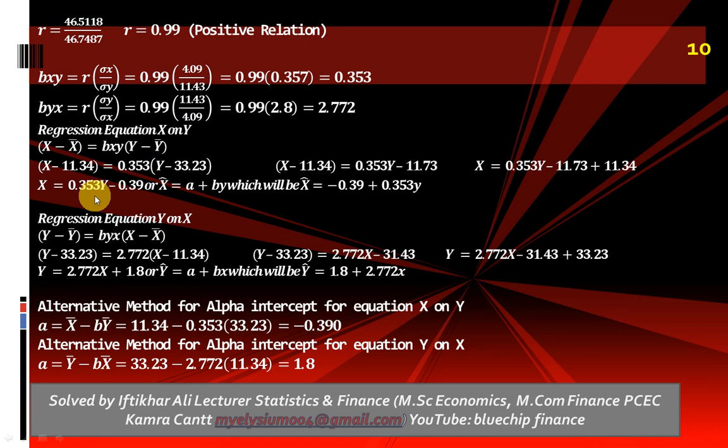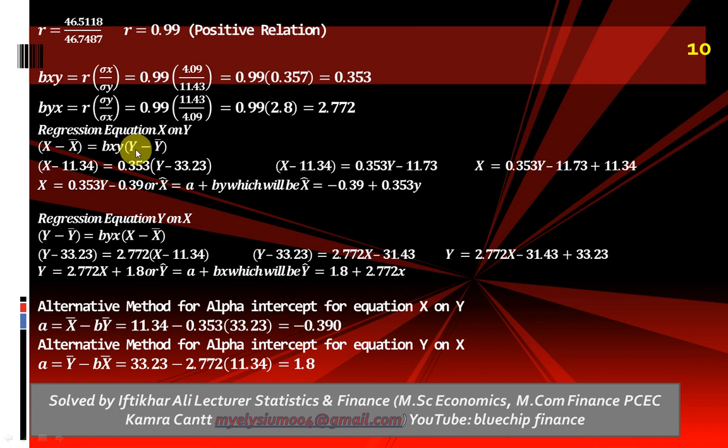Similarly regression equation y on x is y minus y bar equals regression coefficient beta y on x multiplied by x minus x bar. So simply put all these values into this formula, and the equation will be y = 1.8 plus 2.772x, in which this 1.8 indicates the intercept value and 2.772 indicates the regression coefficient y on x, which we already calculated here.